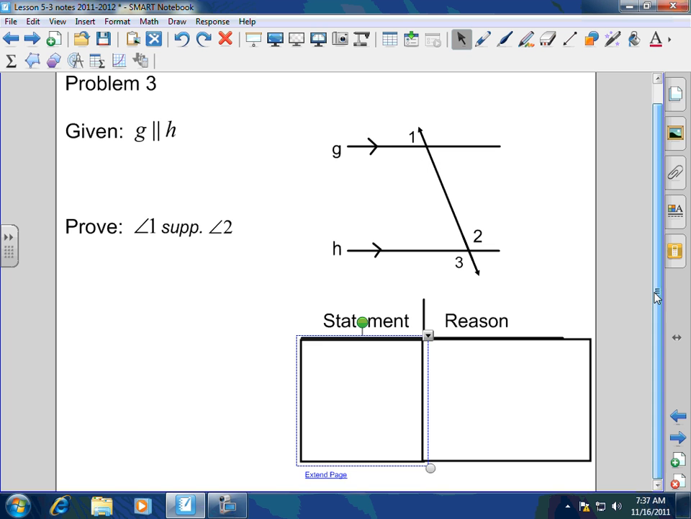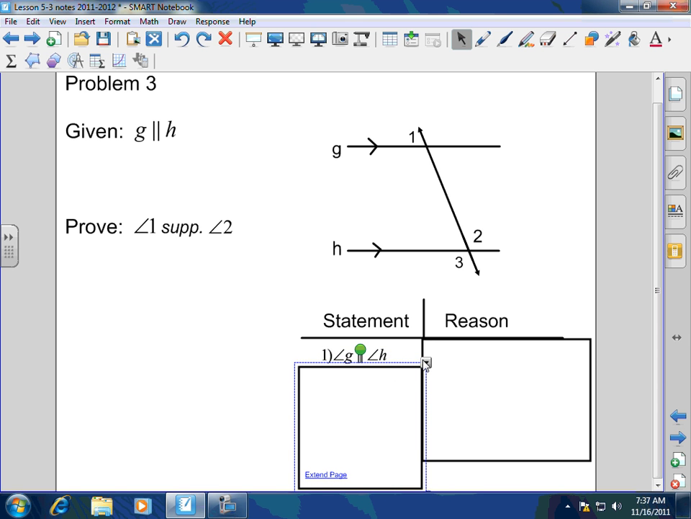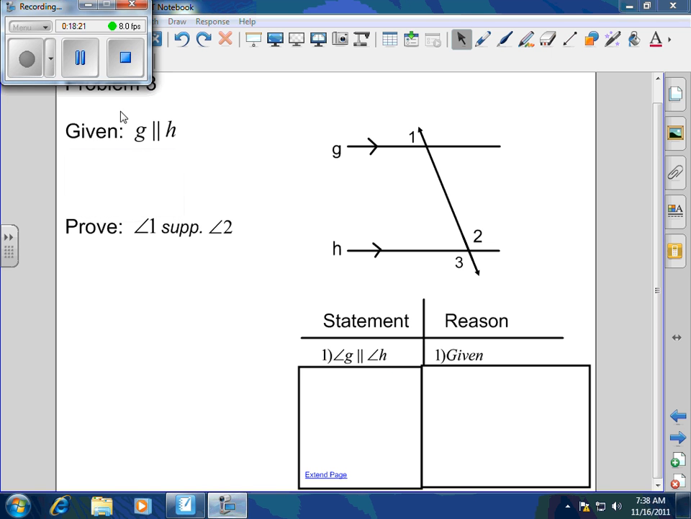Okay, for problem 3, line G is parallel to line H. I want to prove that angle 1 is supplementary to angle 2. All right, well, we ain't got much to work with here. We do have that line G is parallel to line H. We also know that that's given. Now, if line G is parallel to line H, what do we know here, guys? Think about it. Let me give you some time.